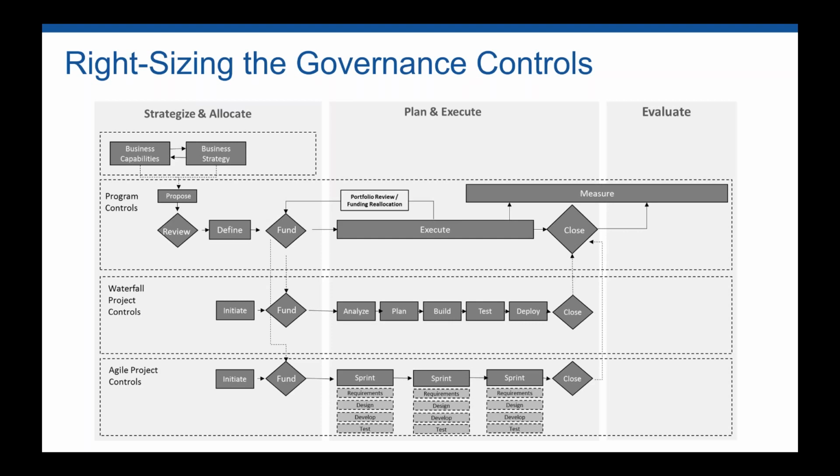So in the program controls, this is where we look to propose a program, build out either high level or detailed business cases, and review before moving into define and further evaluating and building out the business case. So propose a lightweight business case, define a more heavyweight business case, before then looking at funding approval, so which programs to invest in. Once the programs have been funded, we can now start to decompose down our execution of some projects that will be executed in a waterfall manner, some projects that are executed in an agile manner.